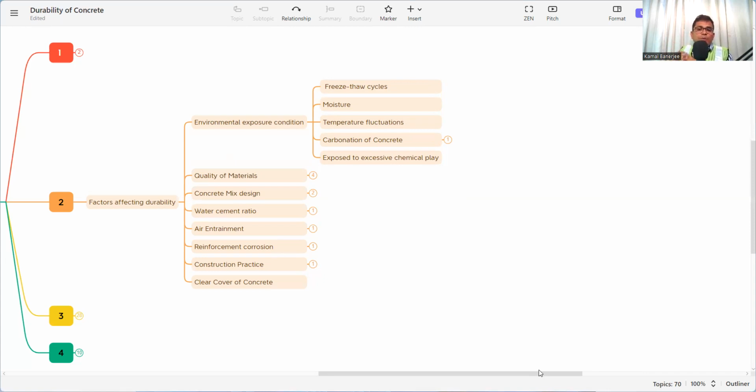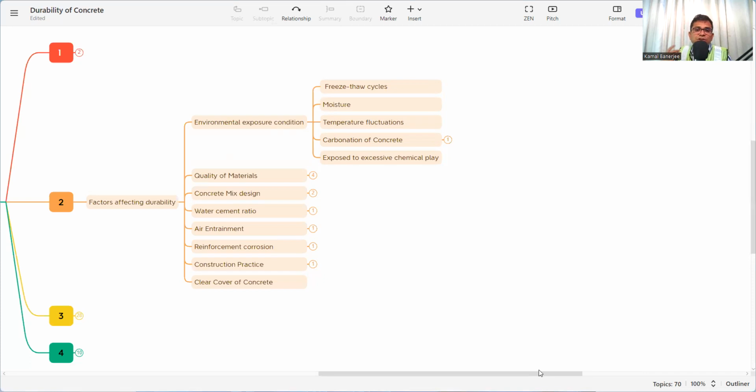Then moisture has a detrimental effect. If it is inside the concrete, it can corrode the reinforcement, and if it corrodes, then the volume of the reinforcement will increase. Eventually it will break the concrete or the structure. Then temperature fluctuation is another factor. If the temperature fluctuates, there will be a temperature difference, and there may be a possibility that thermal cracks will happen. So this also will affect the concrete health.